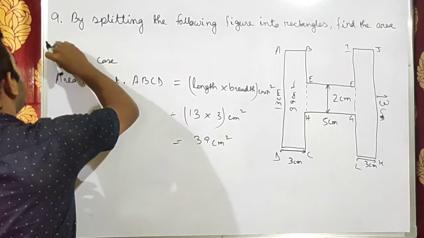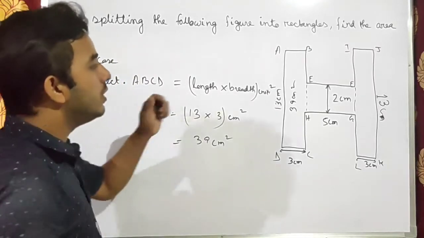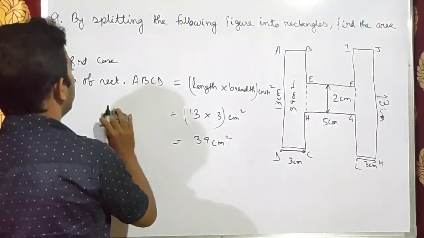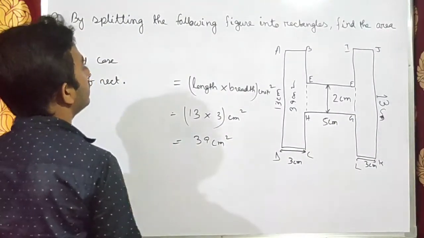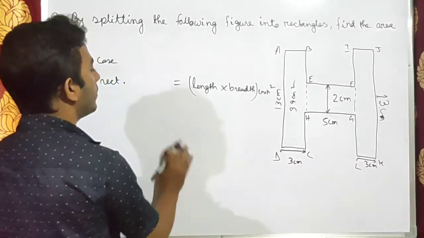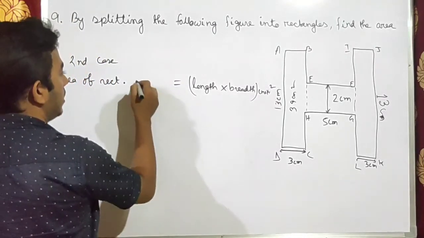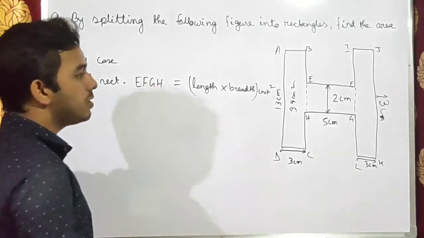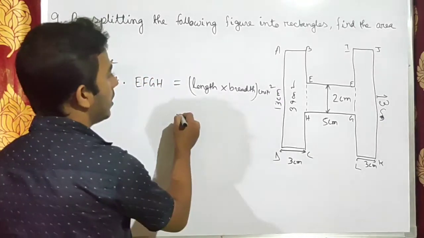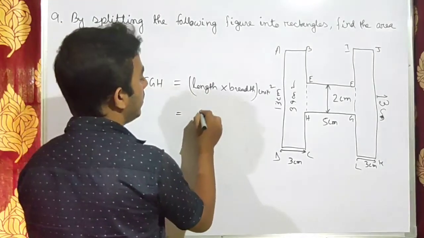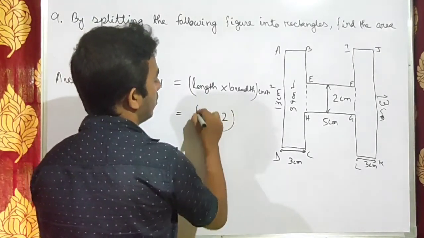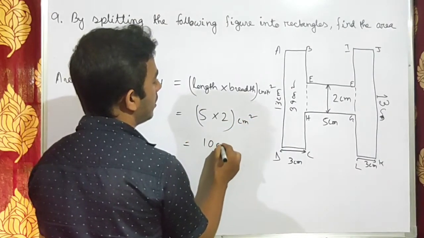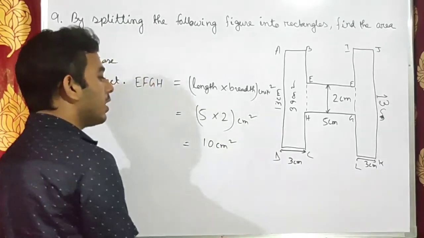Second, what is the name of the second rectangle? It is EFGH, isn't it? Okay. So we'll write area of rectangle EFGH. Area of rectangle EFGH is also the same, length into breadth, but here length is how much? 5, and breadth is what? 2. Okay, unit is centimeter, same. Now 5 into 2 is how much? 10 centimeter square. Clear? Okay.